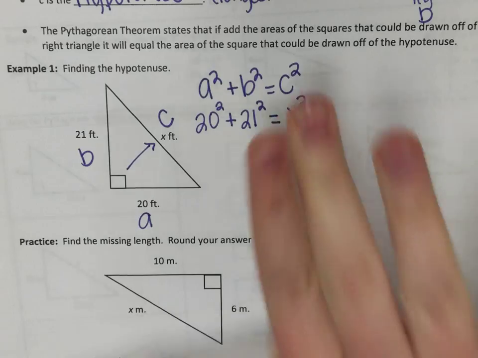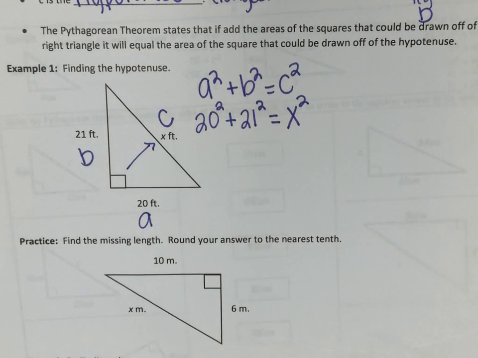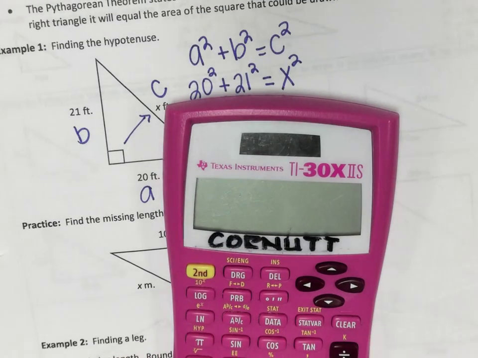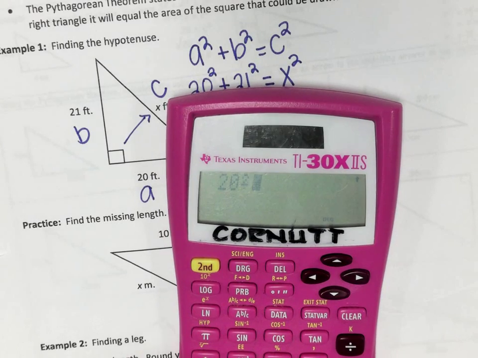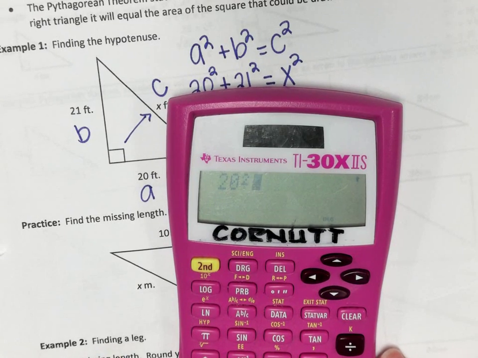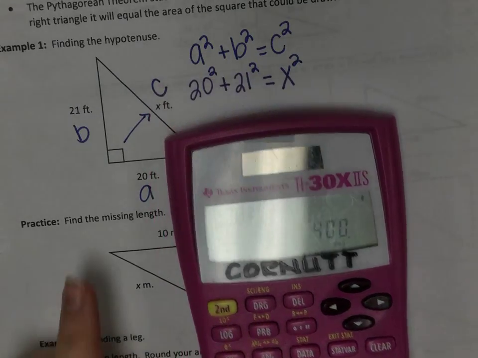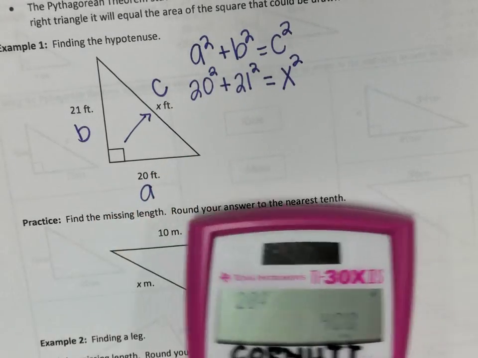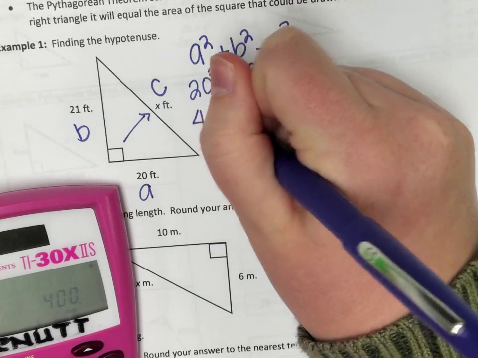Okay? So let's just take this again, a step at a time. 20 squared. How can I find what 20 squared is? On your calculator. Okay? So that's what we've been working with. So 20, and we can just press the square button, or you can do 20 times 20, and that's going to be 400. So the area of the square off of this side is going to be 400. Okay, then plus comes next.